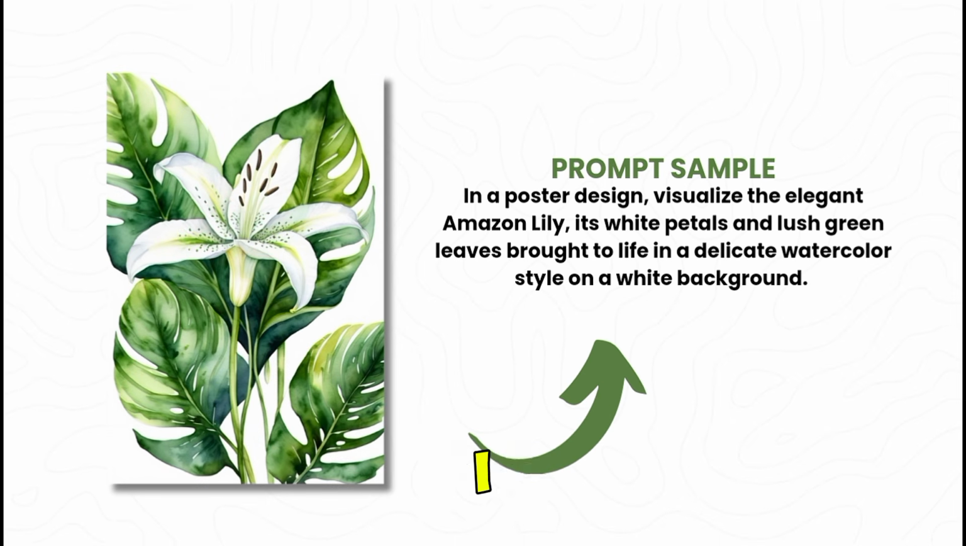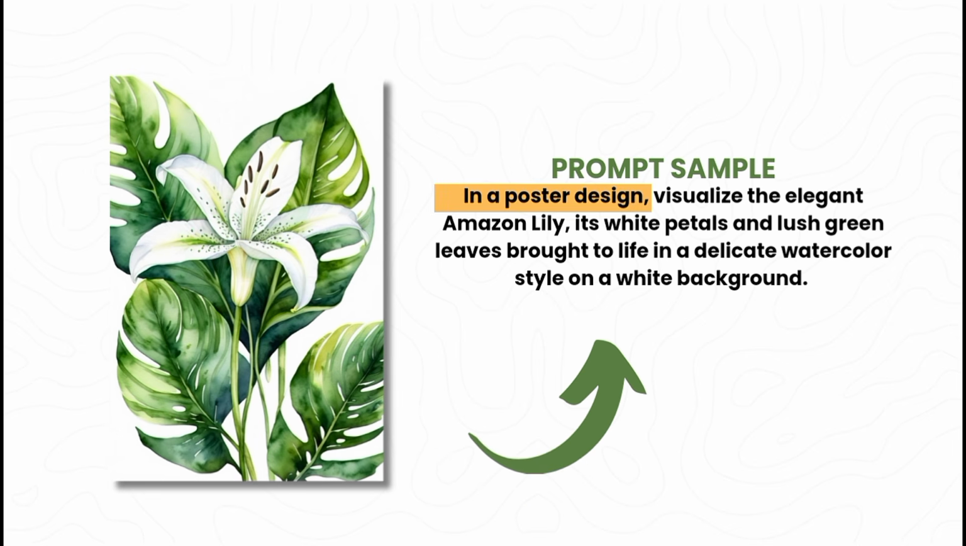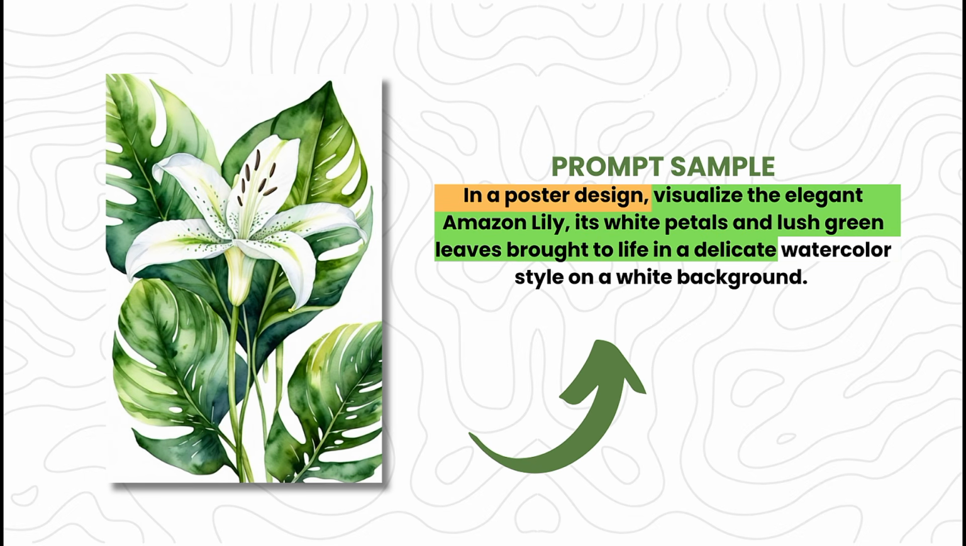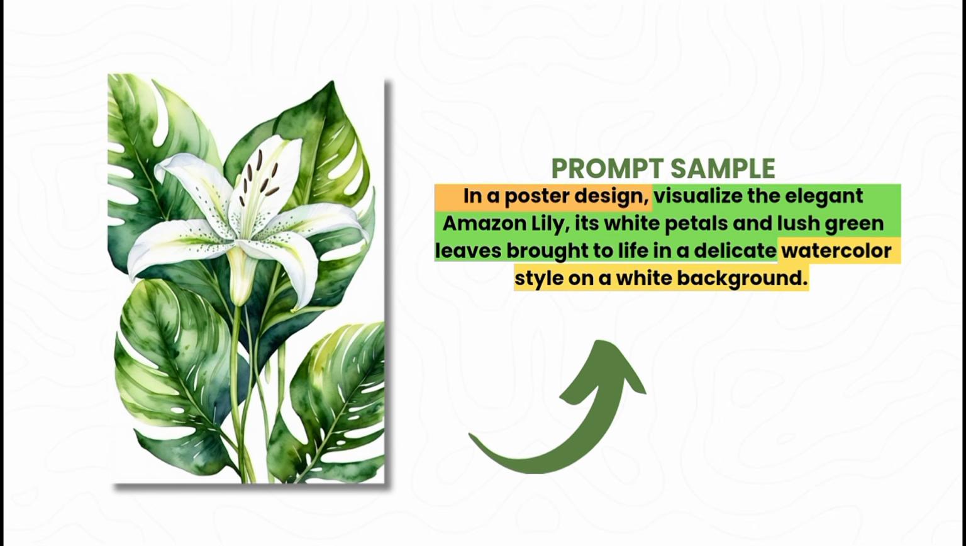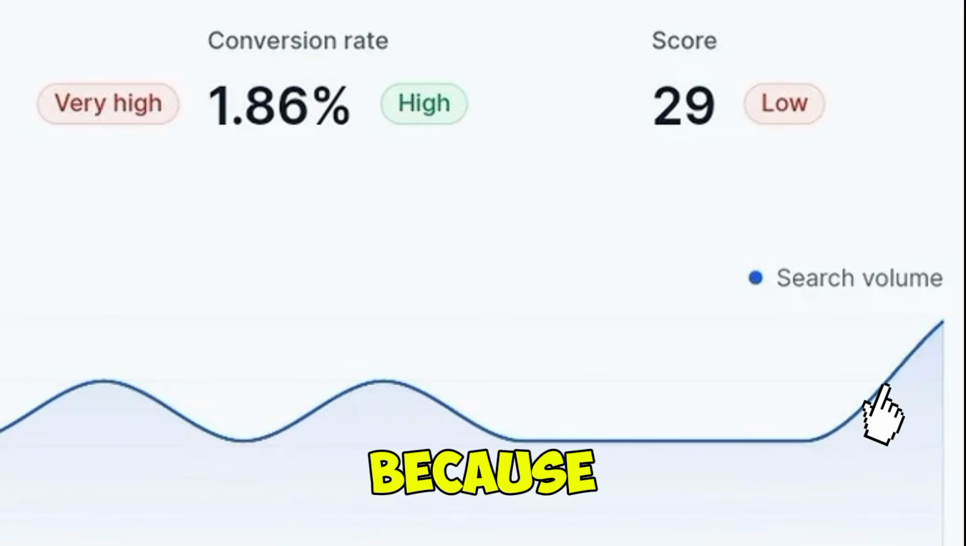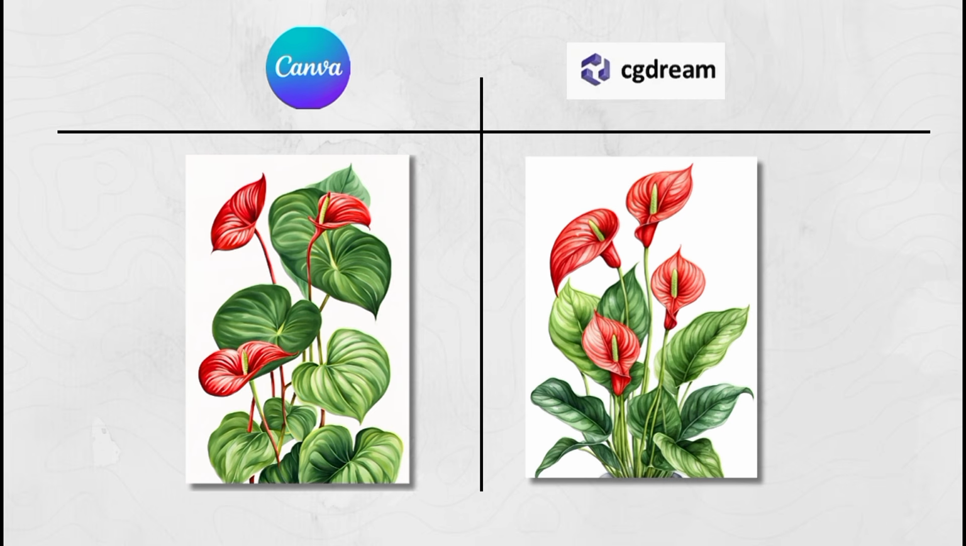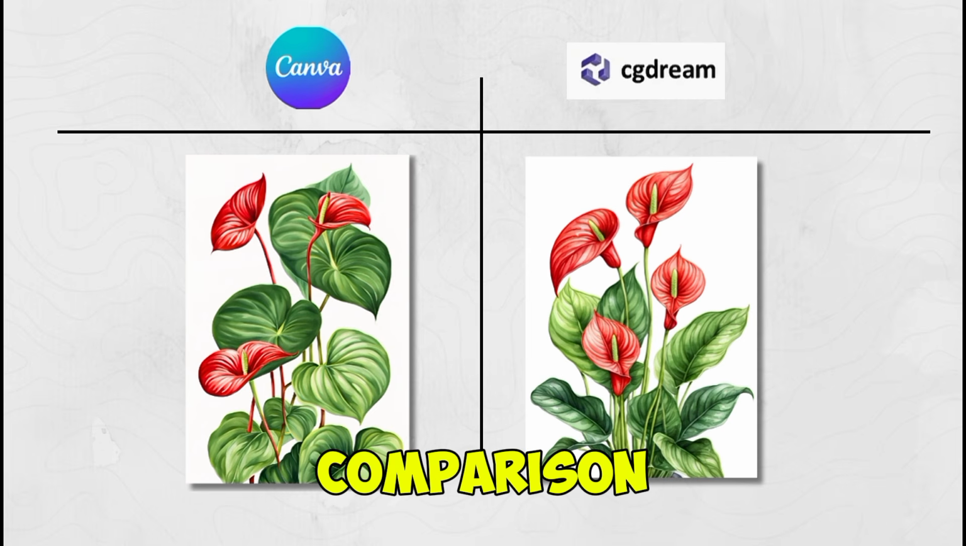In this prompt, I split the creation process into 3 sections to keep it simple. The first section is customization, which focuses on the theme of the design. The second is the subject. And finally, I concluded with watercolor style on a white background. I chose watercolor style because it's a top trend on Etsy. And when I generated the same prompt in CGDreams, here is a side-by-side comparison of the results.